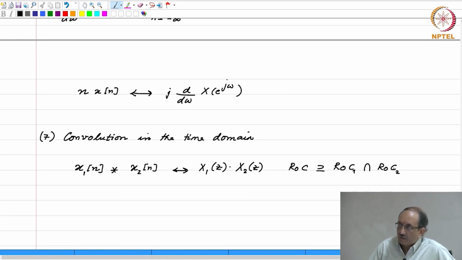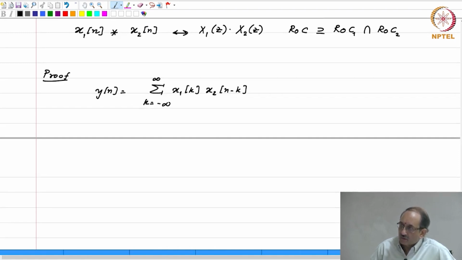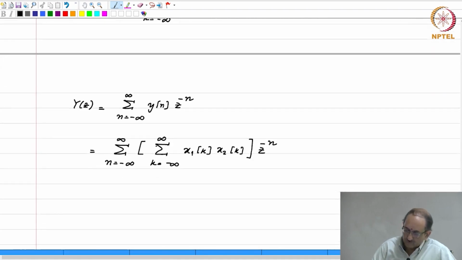Again, as in the linearity case, the ROC can be larger if there are pole zero cancellations. The proof is extremely simple. So, you have y of n, which is the sum over k going from minus infinity of x1 of k times x2 of n minus k. This is the definition of the convolution. Therefore, y of z is the sum over all n of y of n z to the minus n, and wherever y is there, replace y of n by this expression. Therefore, this is the sum over k going from minus infinity to plus infinity of x1 of k x2 of n minus k z to the minus n.